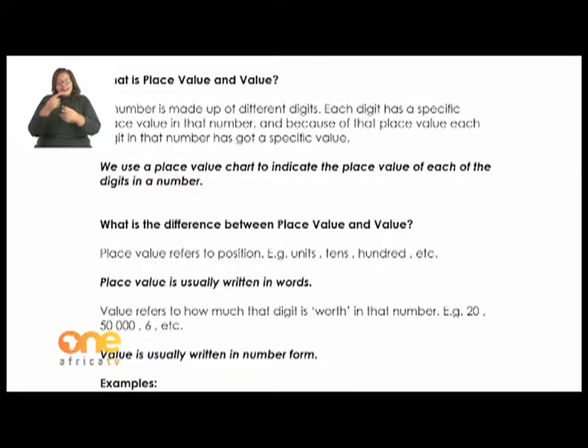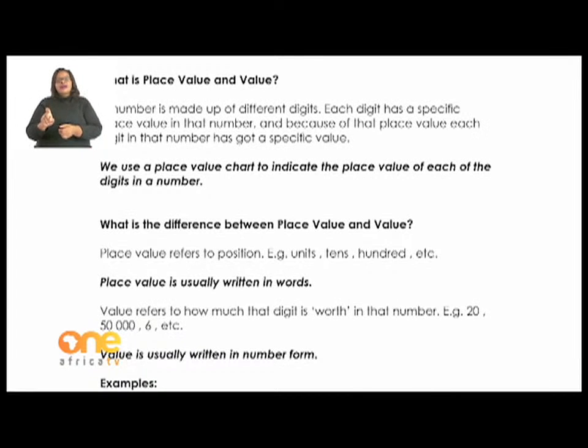Now going back to previous years, if you look at grade 1, 2, and 3, we always heard the teacher talk about units, tens, hundreds, thousands. Now that is the place value. That is the position a digit has in a number. So whenever we talk about place value, we talk about units, tens, hundreds, thousands, and these are usually written in words. And from the place value, we get the value.